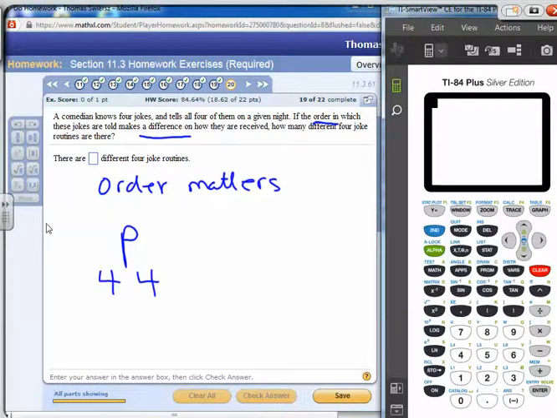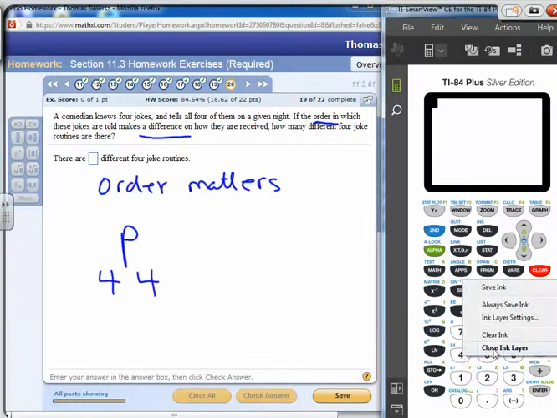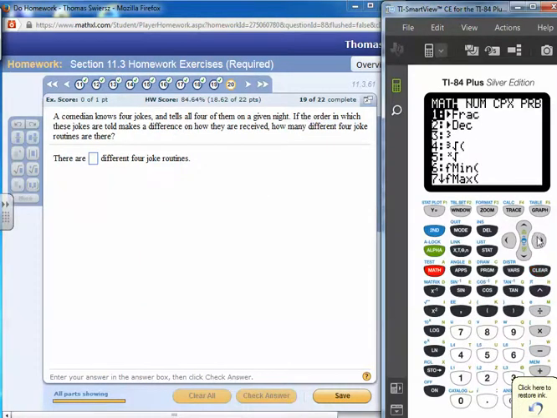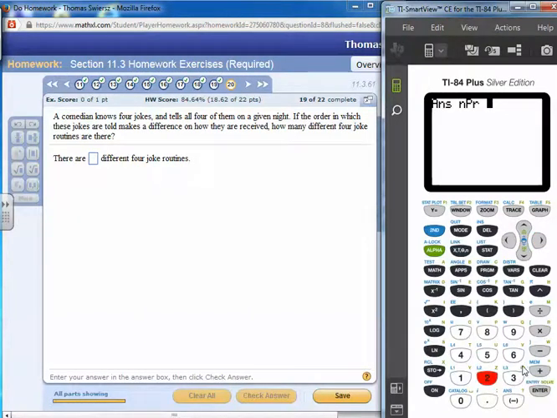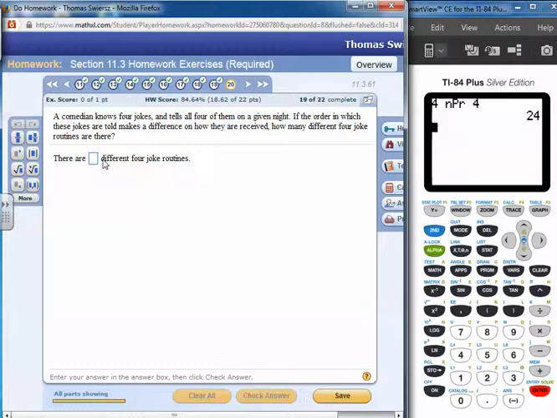So 4P4, again, you can do on your calculator. You put in the total number, 4, you're working with, and then go to math, go over 3 to probability. nPr is number 2, so you can highlight number 2, and we're telling all 4 jokes. Whoa, error, sorry, I didn't put in 4. Let's try that again. 4, math, PRB, permutation is number 2, and 4. Yeah, 4P4 is 24.